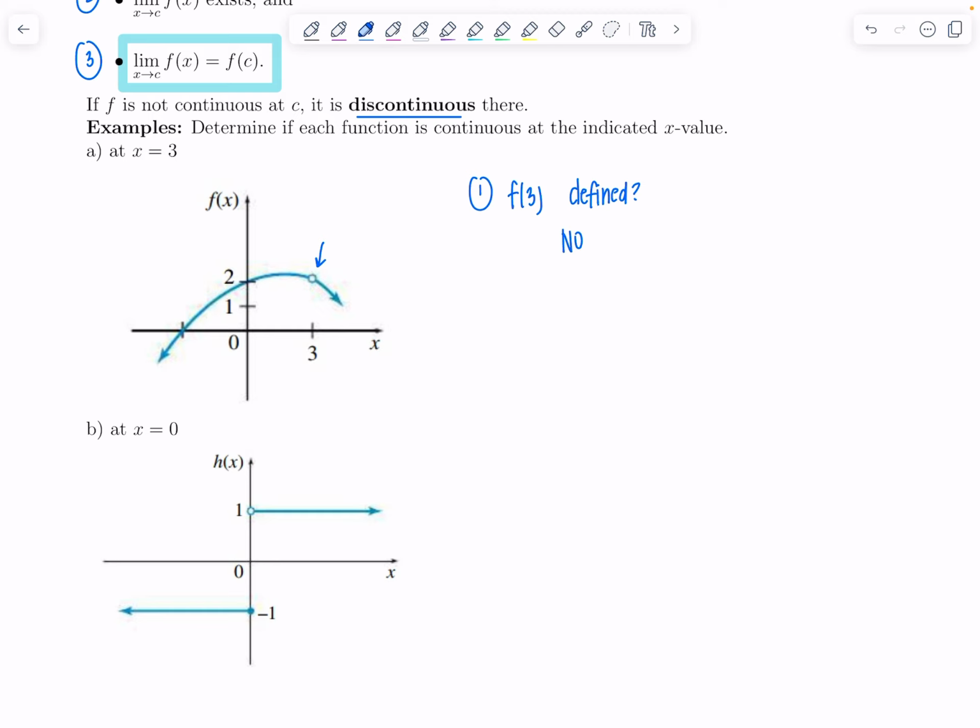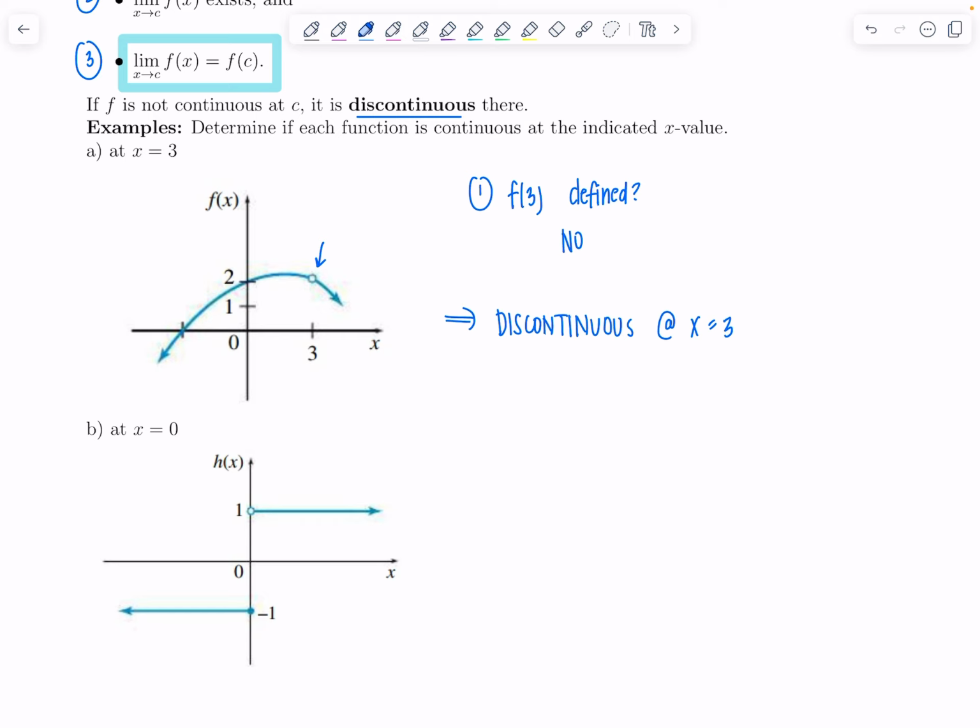I could see, though, that the limit does exist if we wanted to get into it, because the limit from the left of 3 is equal to the limit from the right of 3. So the limit does exist. The problem here is that the function is not defined at that point. So then we can just say this means the graph or the function f of x is discontinuous at x equals 3.